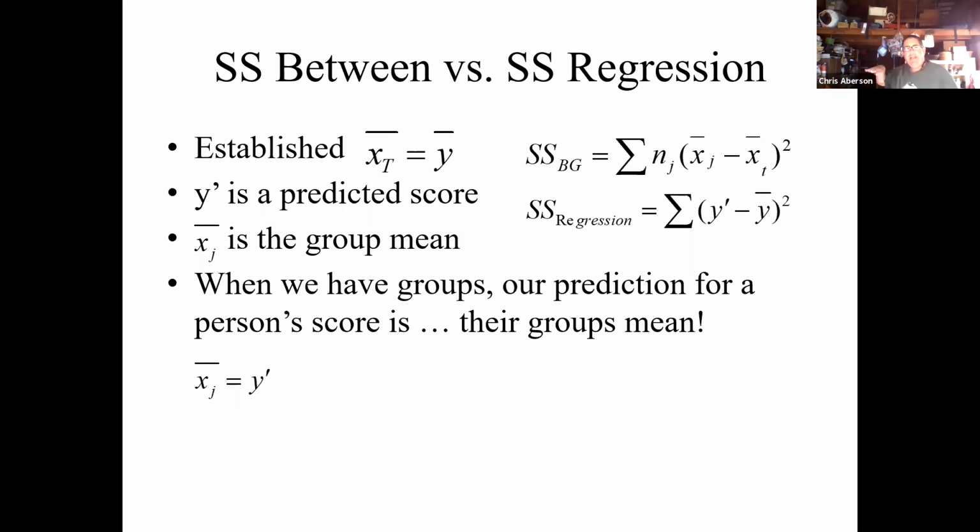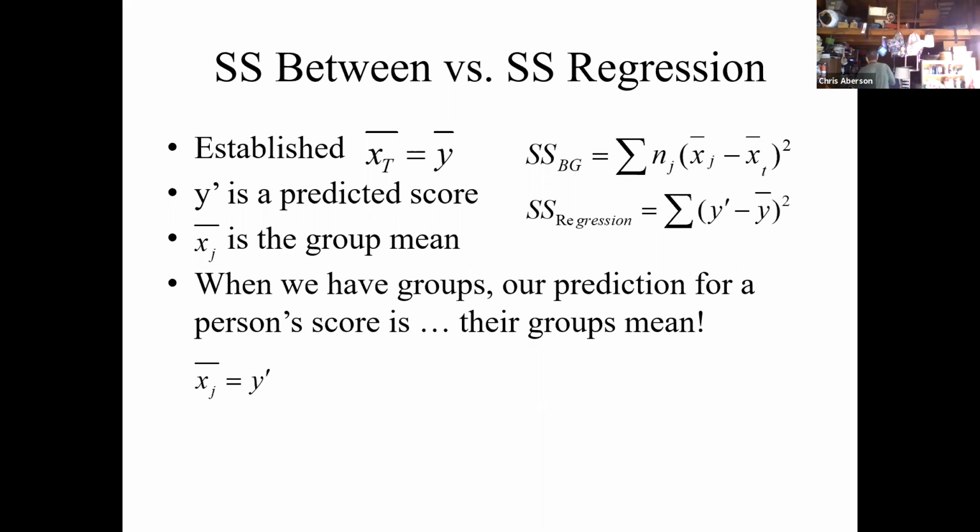Well, we established that the first two values were equivalent, that what ANOVA calls the grand mean and what we just called the mean in regression are the same thing. Now, Y prime was a predicted score, a prediction along a regression line. X bar sub J is the group mean. When we have groups, our prediction for any individual score in that group is simply whatever the mean of the group is. So the mean of the group is actually just a predicted score.